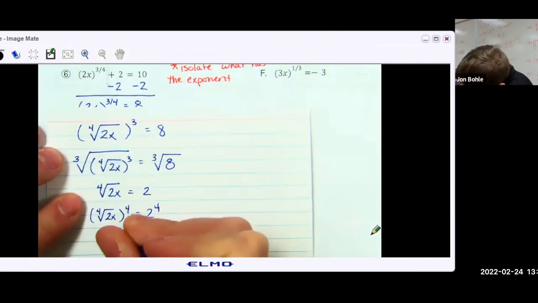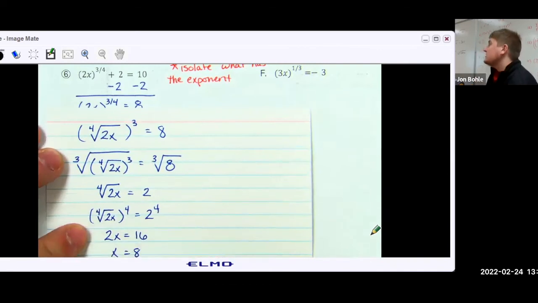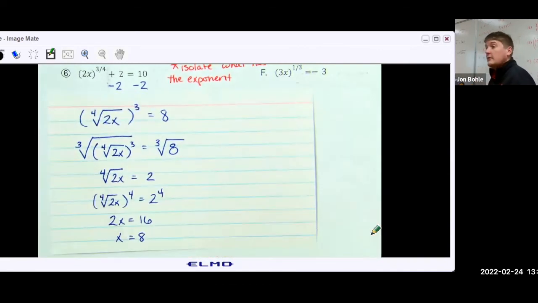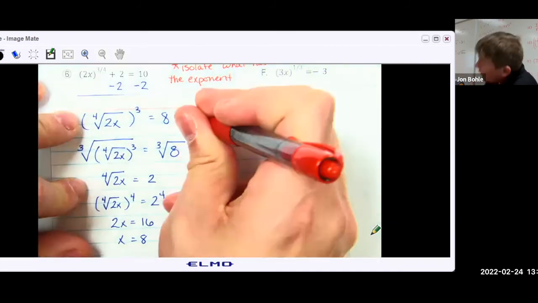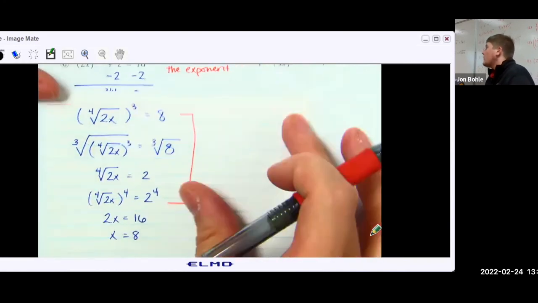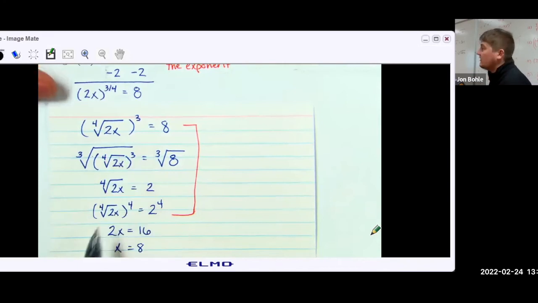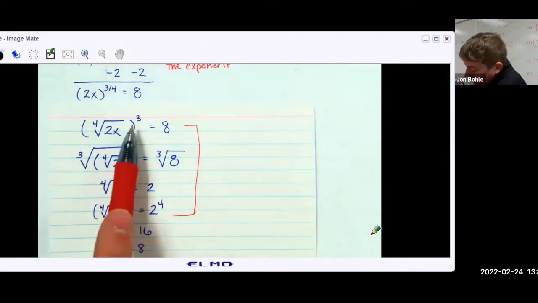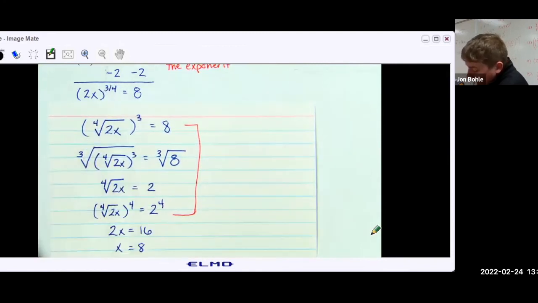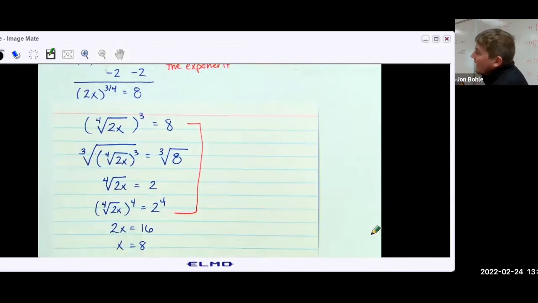And then I get 2x is equal to 16. Does everybody follow that? I can do all of this in one step. You can do all this work if it makes sense to you, and that's fine. But I know that the 3/4 power is the fourth root cubed, and then I'm cube rooting and then fourth powering. I can do that all in one step.